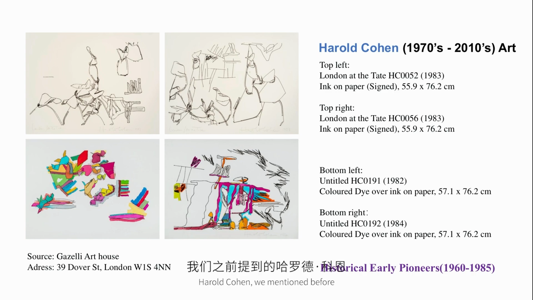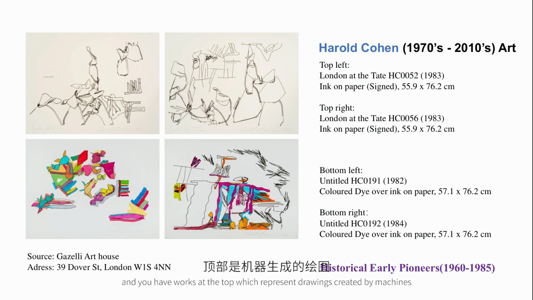Harold Cohen, we mentioned before, and here a return on some of his productions. So these productions are in collaboration with the sophisticated AI and robotic system he developed called Aaron. And you have works at the top which represent drawings created by the machines, and at the bottom you have colored versions of these drawings.